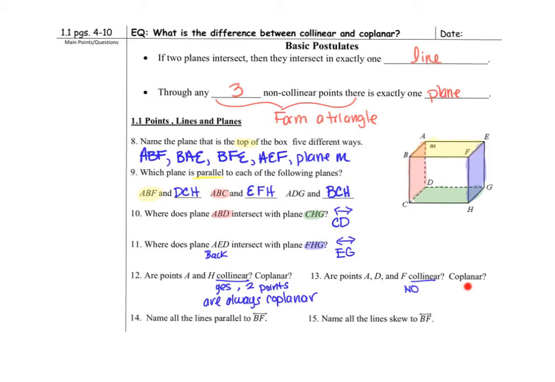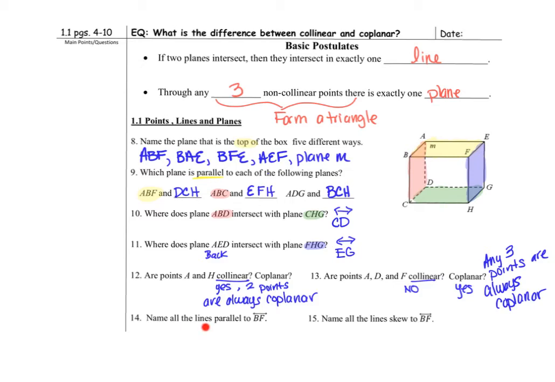So determining whether points are coplanar can be somewhat confusing. So just remember that any 3 points are always coplanar. So this answer is yes. Okay, so you only need 3 points. If those 3 points form a triangle, they're coplanar.